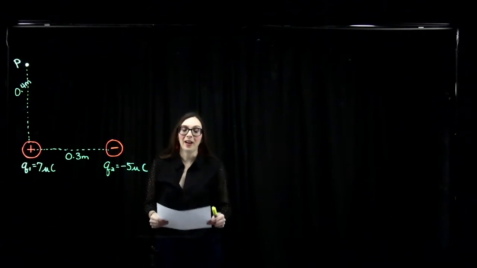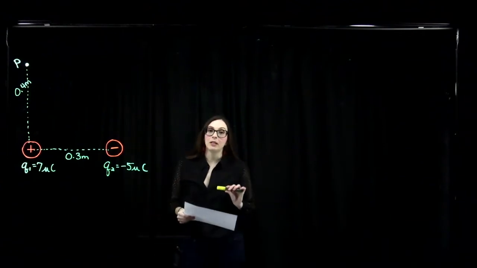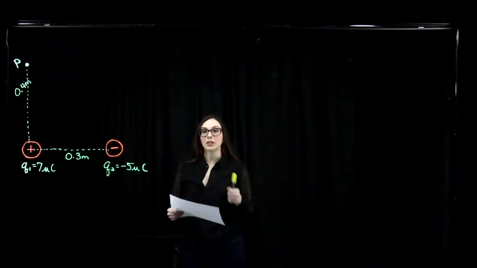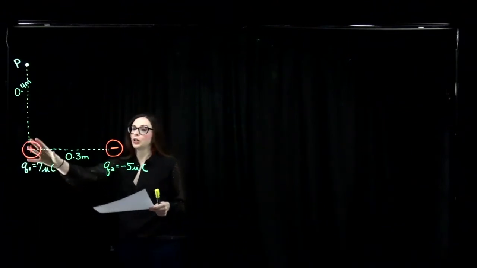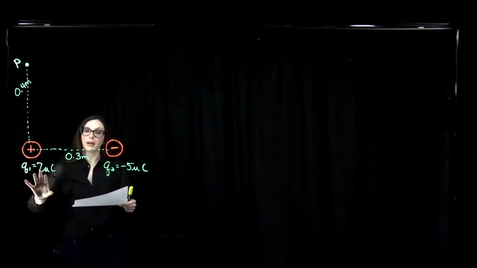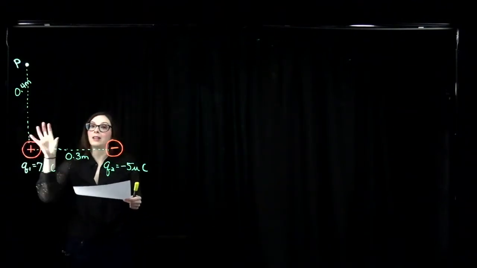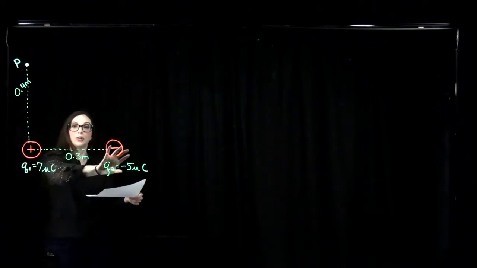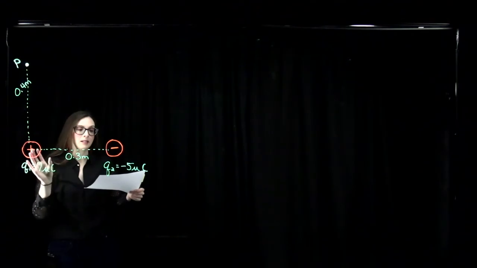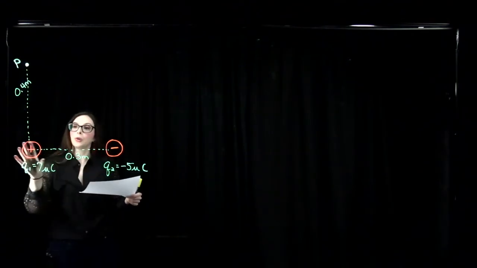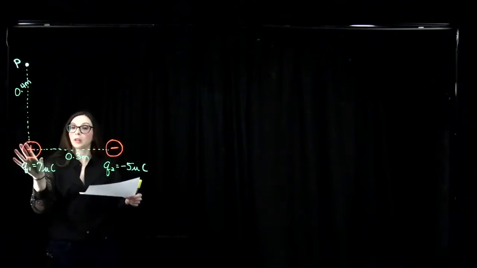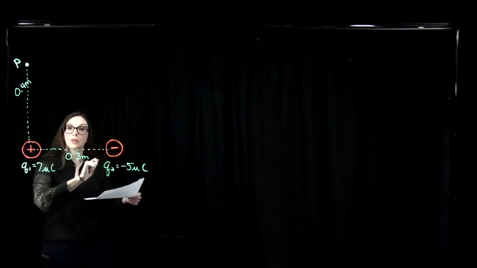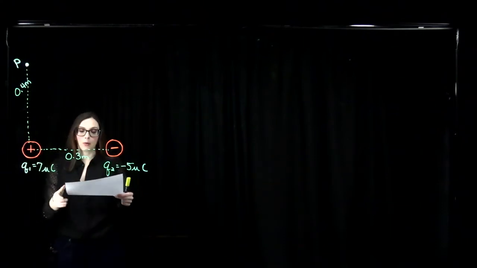Here we're going to find the electric field at a point due to 2 point charges. We've got a charge Q1 of 7 microcoulombs, and it is sitting at the origin of an XY coordinate system. And then we have a charge Q2 that's at a distance of 0.3 meters away from Q1 along the x-axis. And Q2 has a charge of -5 microcoulombs.